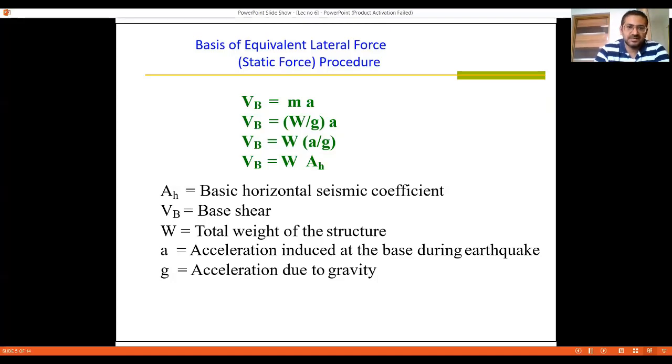Right? Now mass is converted into weight. So m is equal to W by g, where W is the weight and g is the gravitational acceleration. Now the formula is rearranged, and it is put as VB is equal to W into a by g, where a by g is converted into Ah, which is known as the basic horizontal seismic coefficient as per the Indian Standard Code, that is IS 1893. So VB is equal to Ah into W, where VB is the base shear, W is the total seismic weight of the structure, and Ah is the basic horizontal seismic coefficient, where a is the acceleration induced at the base during the earthquake, and g is the acceleration due to gravity.